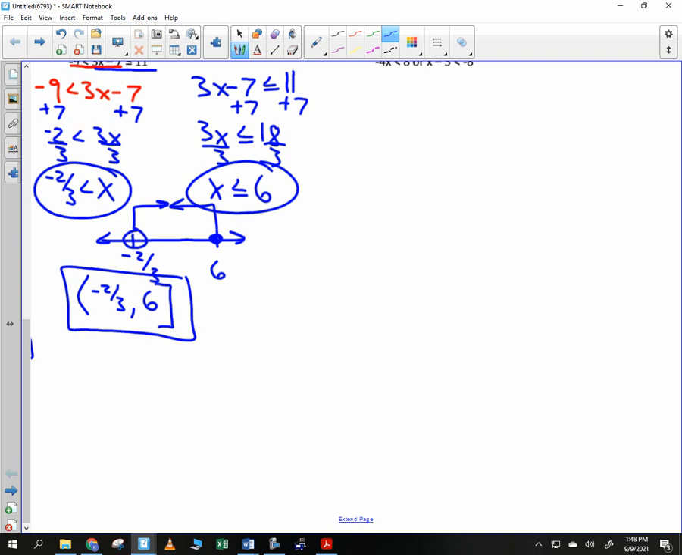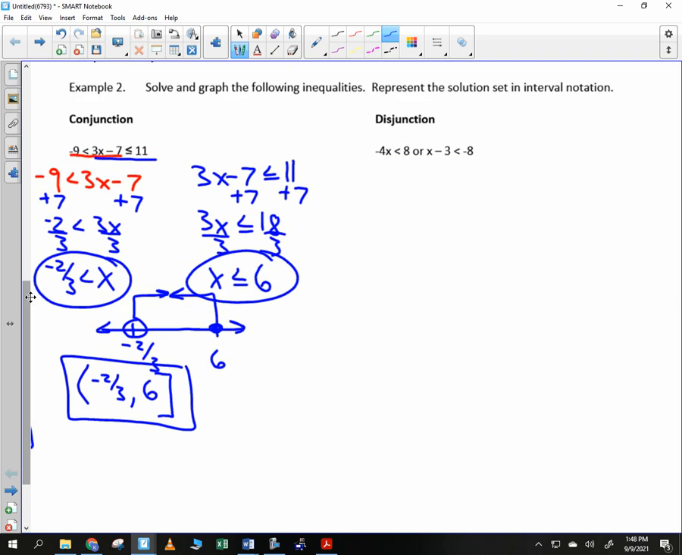For the next one, we will end up with a disjunction. Notice as I divide both sides by negative 4, what do I have to do? So x is greater than negative 2. It has an or symbol. And then for the next one, we add 3 to both sides, and we get x is less than negative 5.